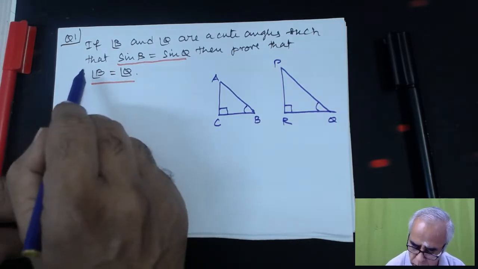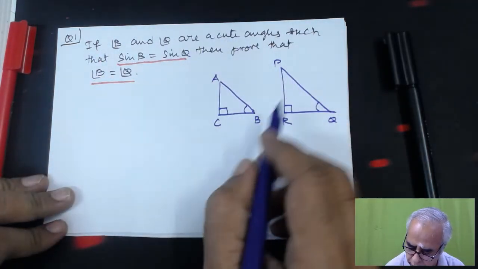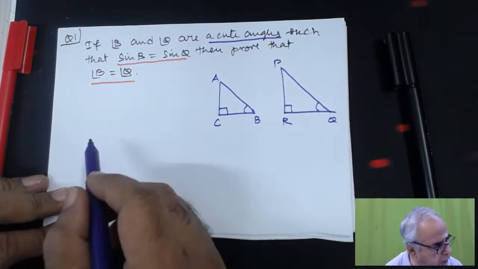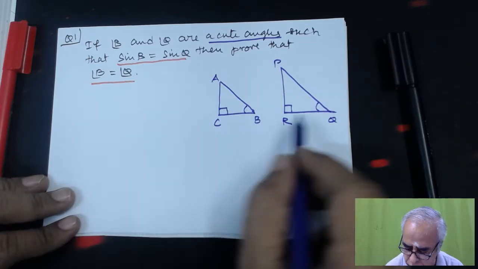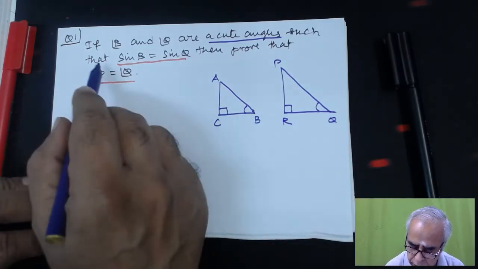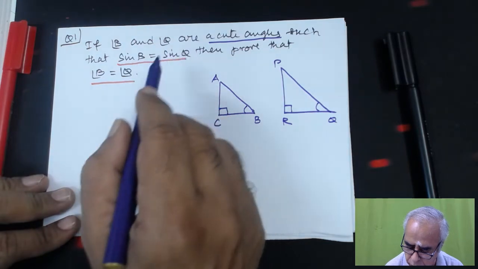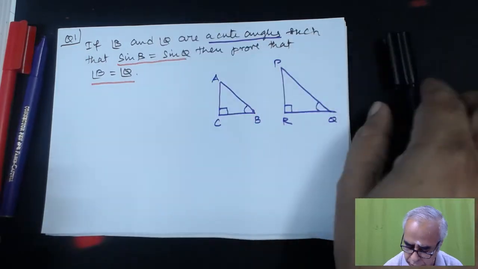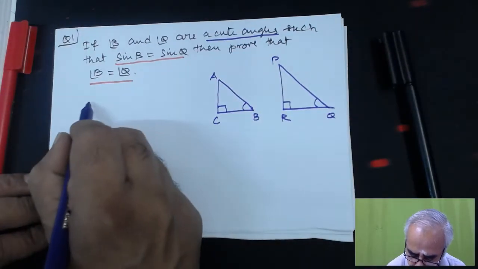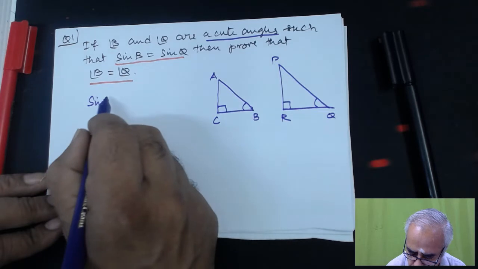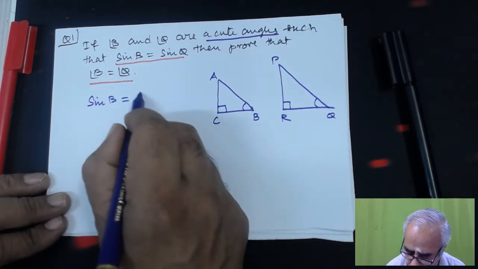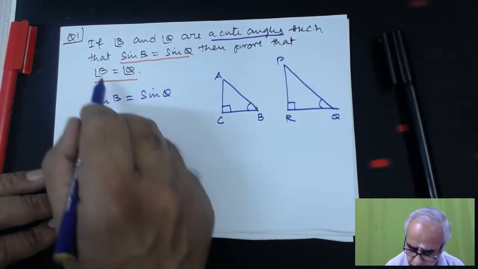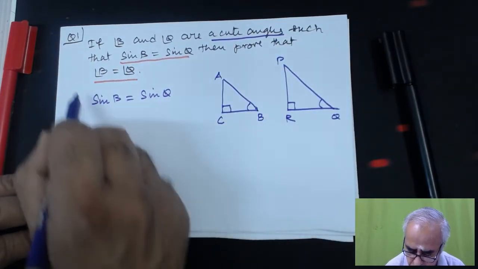Now, if B and Q are acute angles, what do you mean by acute angle? Acute angle is less than 90 degrees. So definitely it cannot be 90 degrees. So it should be less than 90 degrees, such that sin B and sin Q are equal. Sin of B is equal to sin of Q. Then prove that angle B is equal to angle Q. So these are all given.